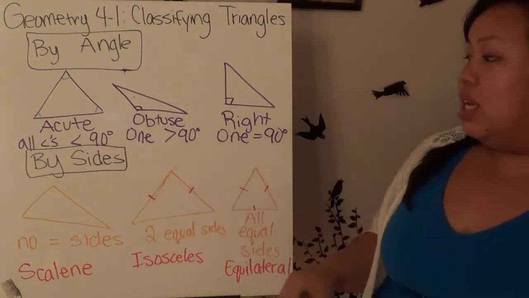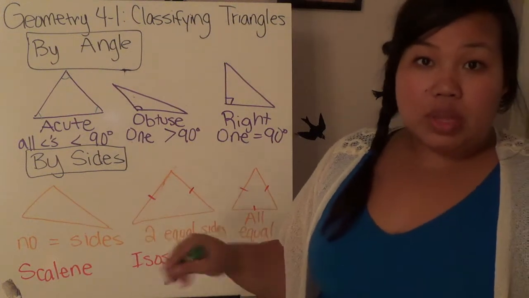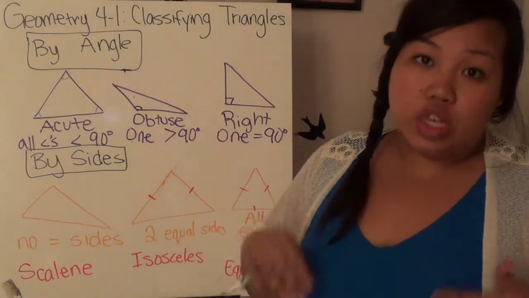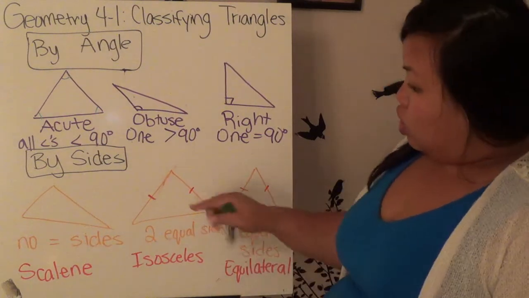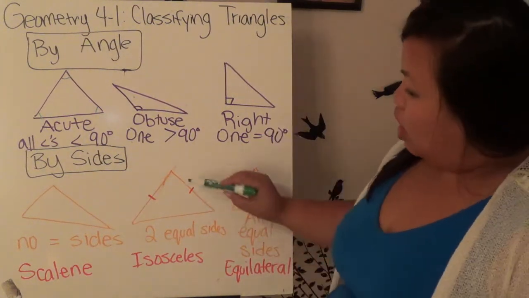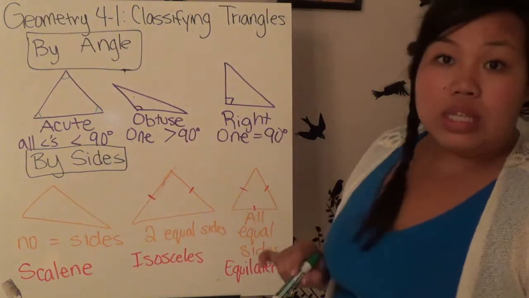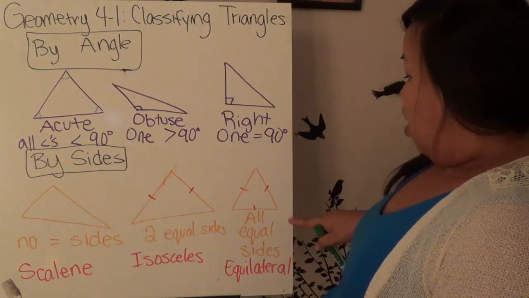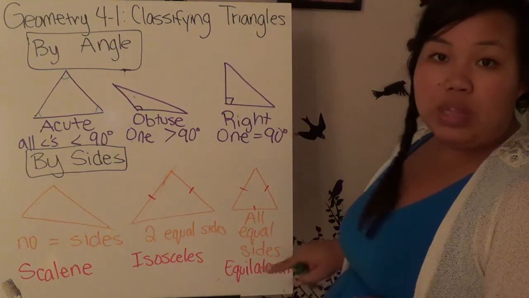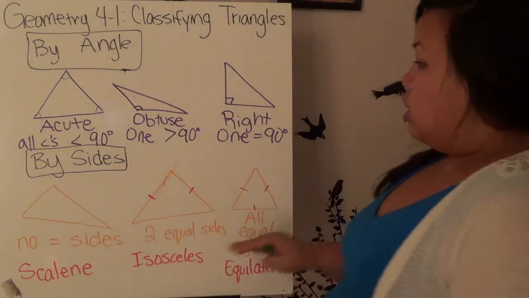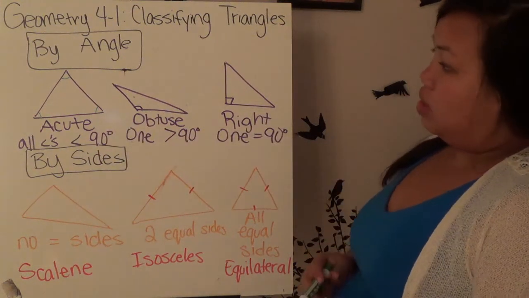By sides, we have three terms. Scalene, which means that all sides are different. That means there's no sides that are equal to each other. Isosceles means that there are two equal sides. Remember, when we're doing sides, to show that they're equal, you have those little slashes. So this side is equal to that side. And then finally, all sides that are equal, so all of these are equal to each other, that's called an equilateral. So scalene, isosceles, equilateral, and by angles, acute, obtuse, and right.